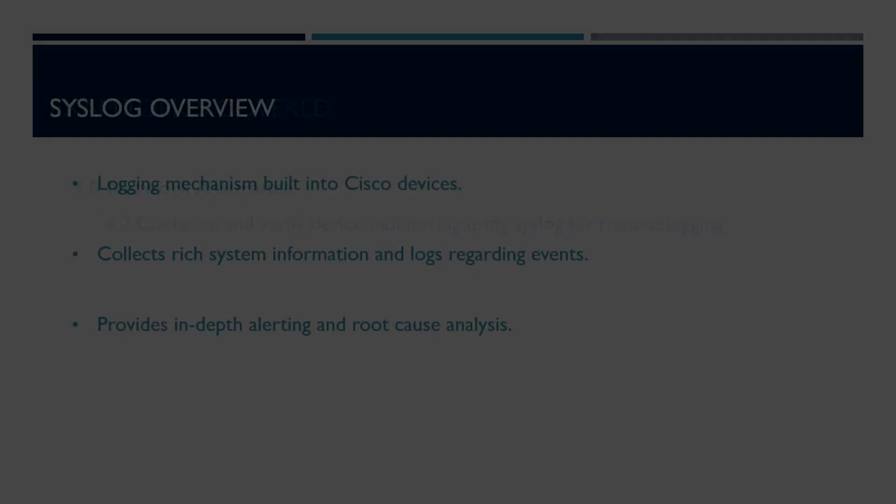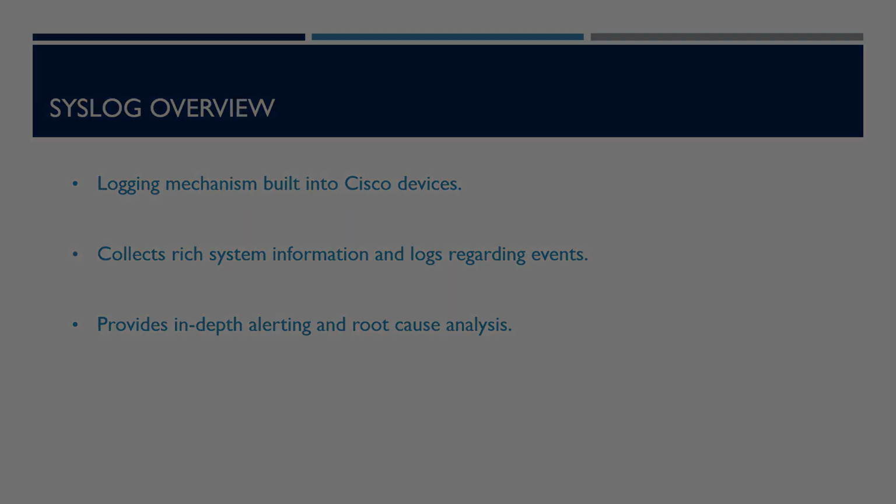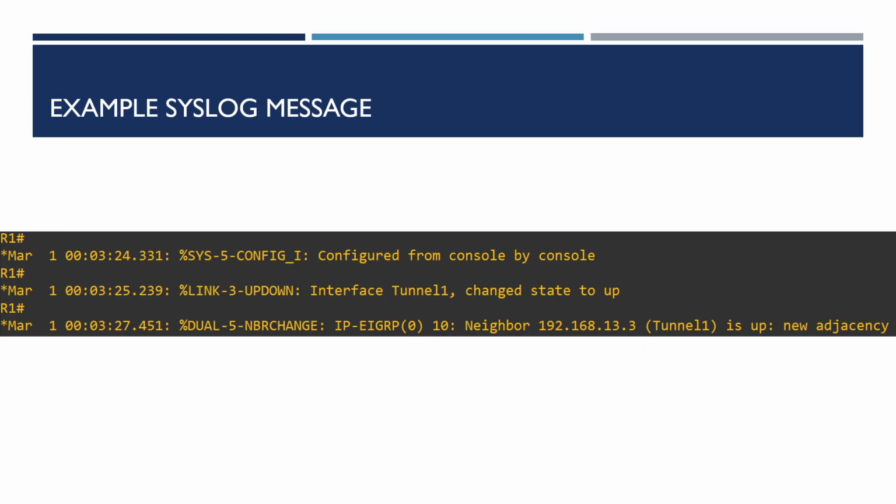remote logging. So first things first, Syslog is a logging mechanism built into all Cisco devices that collects logs generated by the device. These logs contain in-depth and rich detail regarding information relating to the device. These logs can provide fantastic benefit for alerting IT staff of issues and errors that have occurred on our device in the past or present. In addition to this, the Syslog events can also be beneficial to determine the root cause of issues that have occurred in the past.